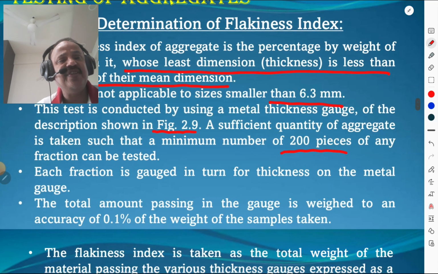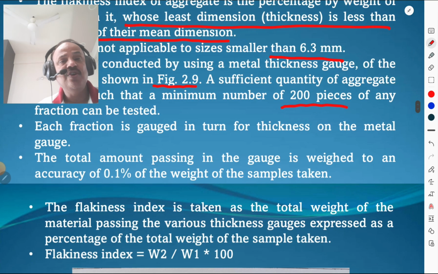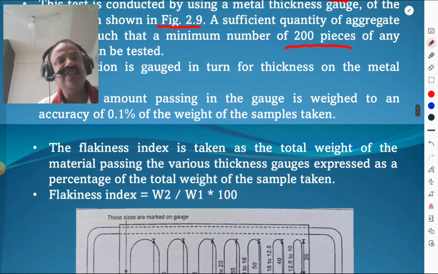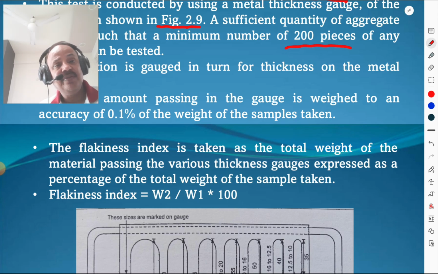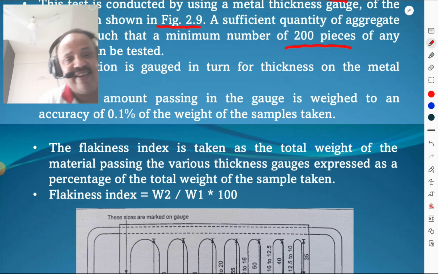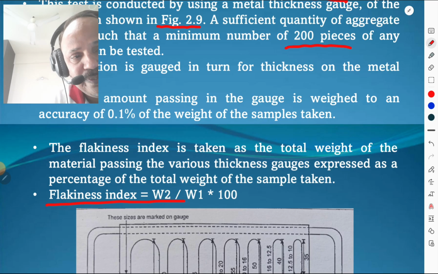Each fraction is gauged in turn for thickness on the metal gauge. The total amount passing in the gauge is weighed to an accuracy of 0.1% of the weight of the sample taken. The flakiness index is taken as the total weight of the material passing the various thickness gauges expressed as a percentage of total weight of sample given. म्हणजेच W2 divided by W1 into 100, that is flakiness index.